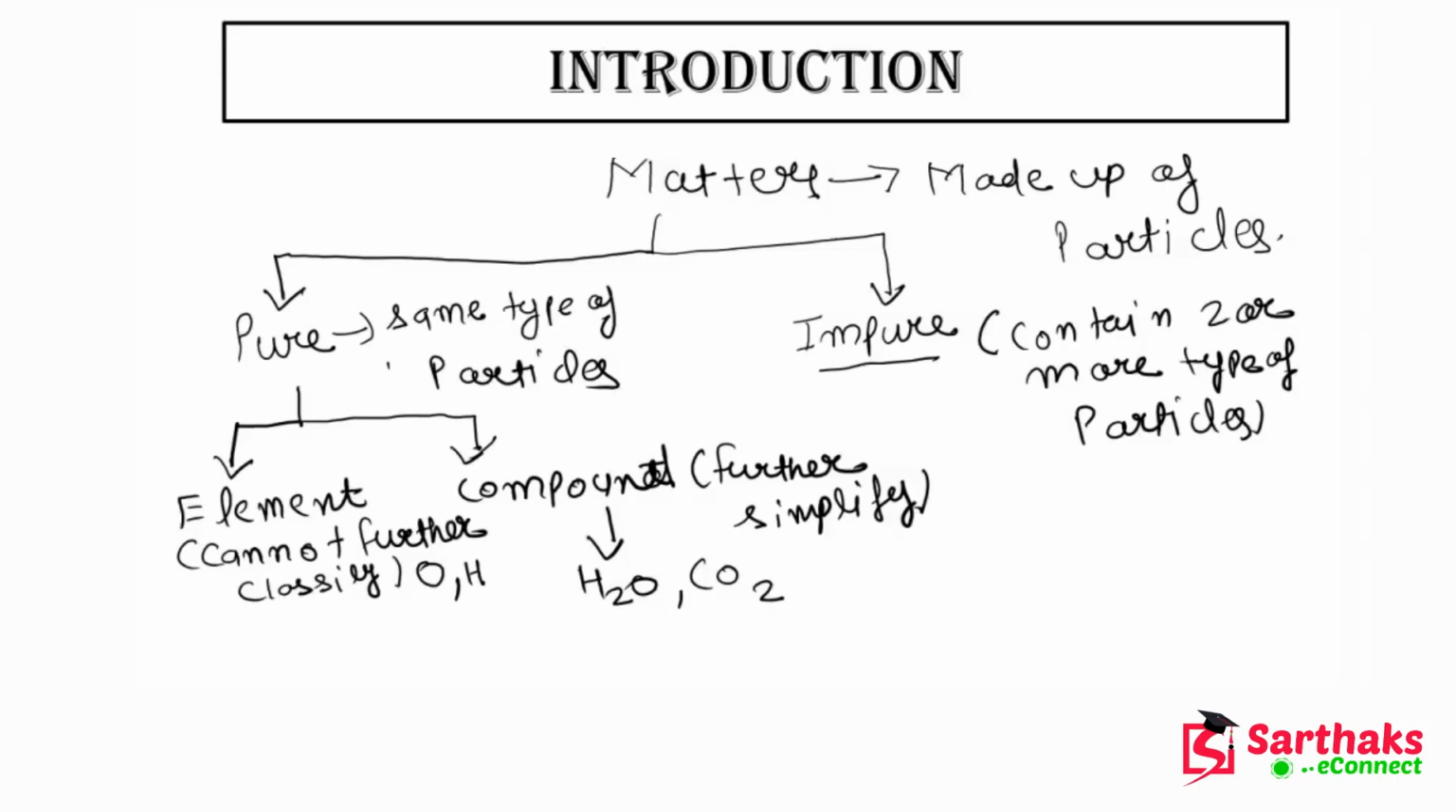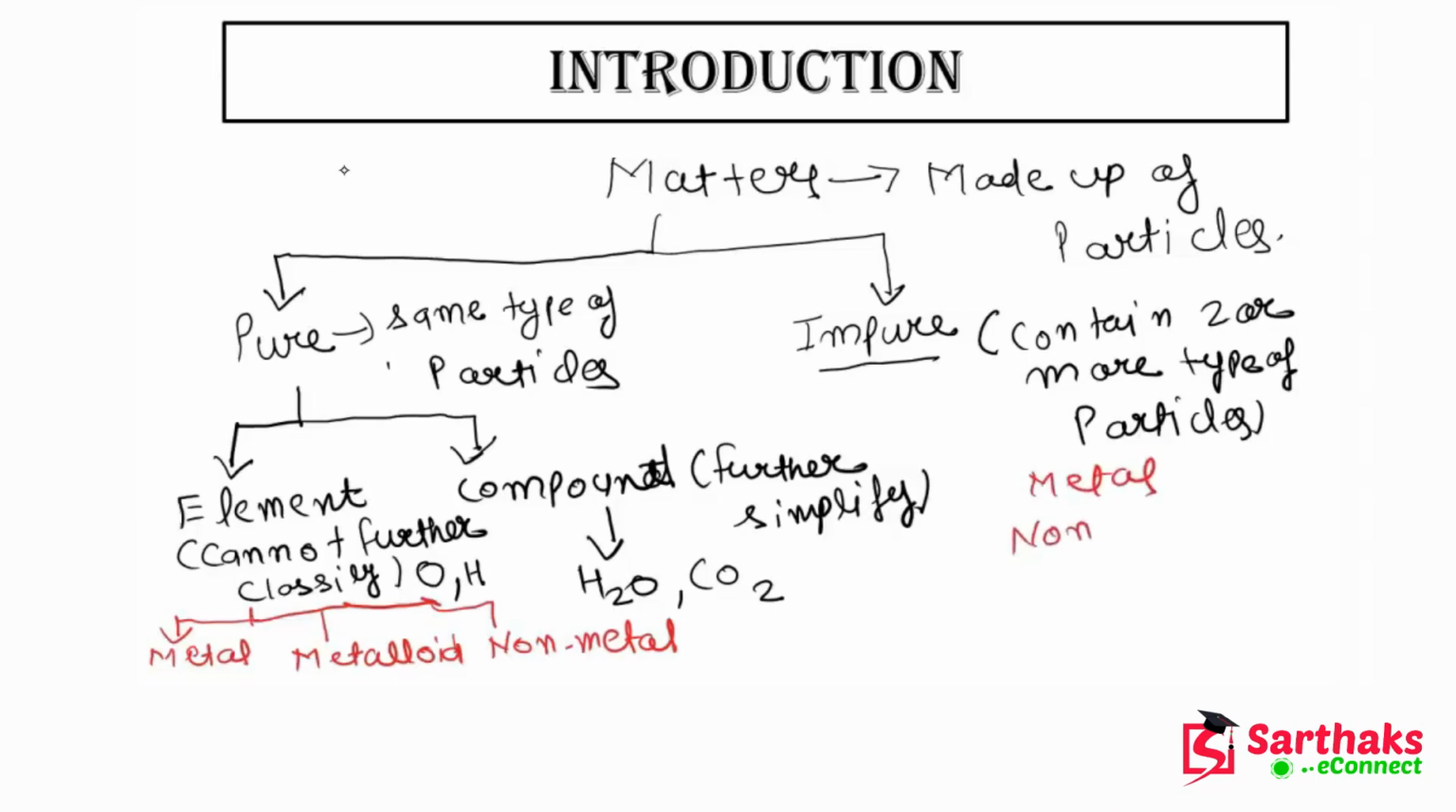Now guys, an element can be further classified into three types. The first type is metal, the second type is metalloid, and the last type is non-metal. So if you further classify the element, it will be classified into metal, non-metal and metalloid.